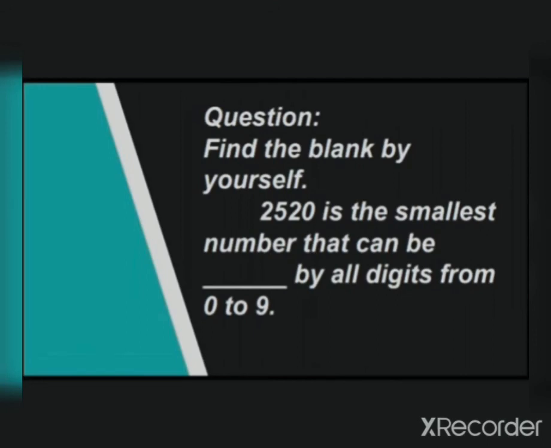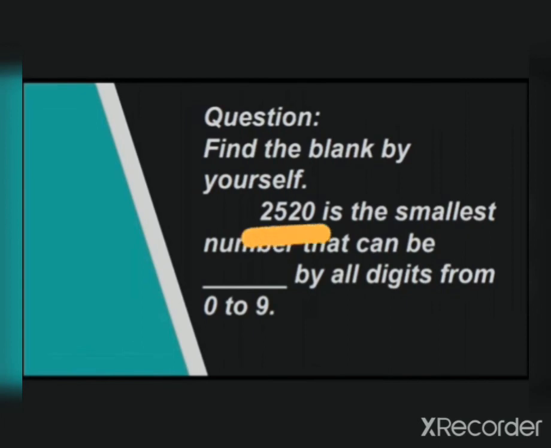So my dear students, here's the surprise for you. This is a puzzle type question. You have to find it out. Find the blank by yourself. I have given no choices. You have to find what will come in the blank. The statement is saying that 2520 is the smallest number that can be divided by all digits from 1 to 9. I mean, some operation will be applied on it, or all 4 operations will be applied on it.